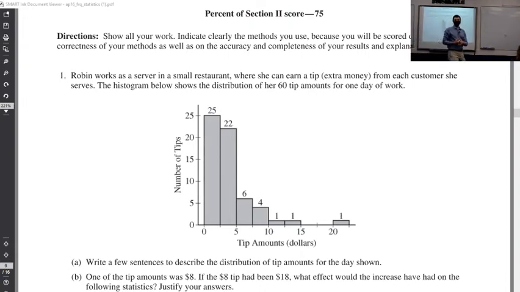Number one, for part A, whenever a problem asks for you to describe a distribution, there are 4 things that you should mention. 3 big ones, and then in the case of this one, it's 4. And just to remind you, we did this all the way back in chapter 1.